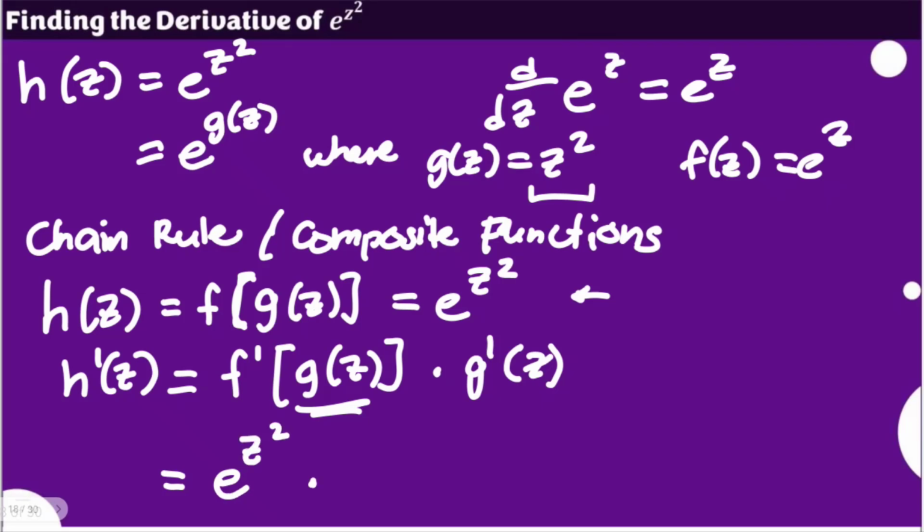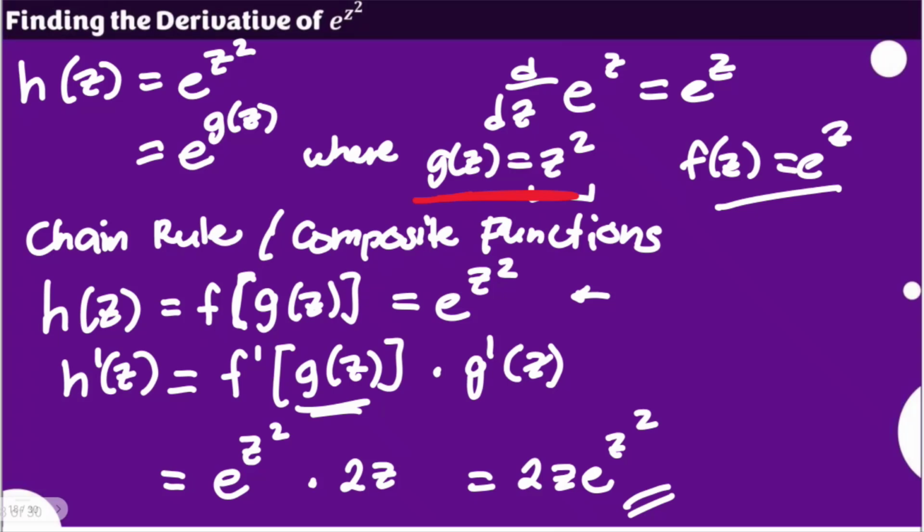Then multiply it with the derivative of the function inside. The derivative of g of z is this one here. It's actually equivalent to 2z. Okay? In short, the final answer here is 2z e to the power of z squared. This is the derivative of the given function, which is considered to be a composite function. Let's say our f of z is e to the power of z, and our g of z is z squared, combining them to form h of z. Thank you very much for watching.